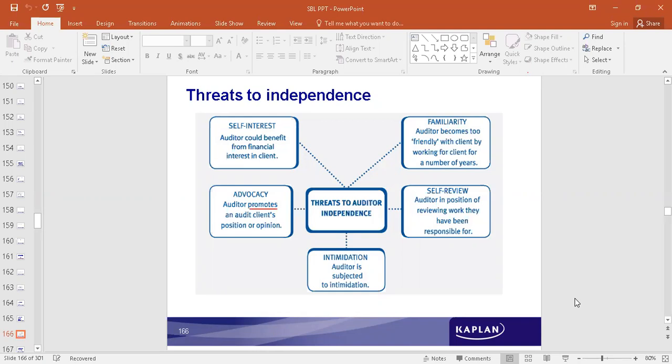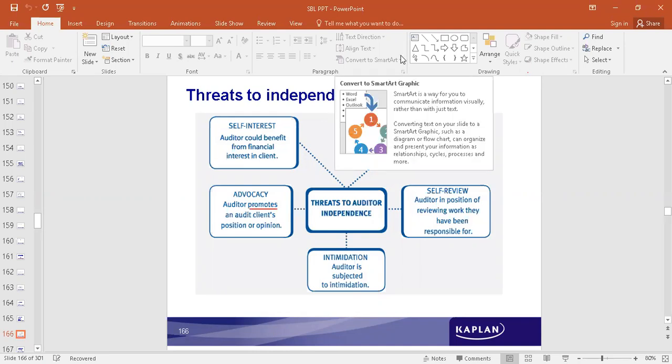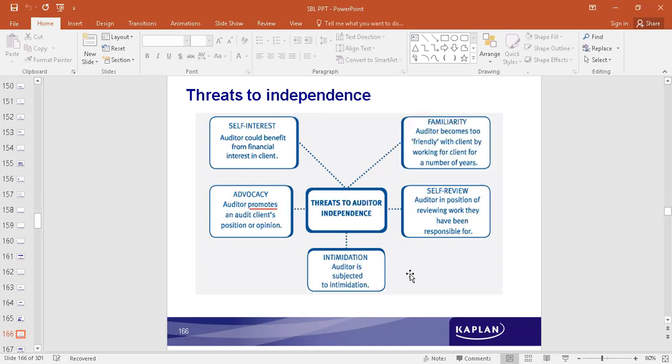And when that happens, the fraud within the organization will continue to be there, and it may also grow in size. Ultimately a day comes when everything will collapse. So that is the threat. There is a threat to independence when the auditors are promoting the audit clients.